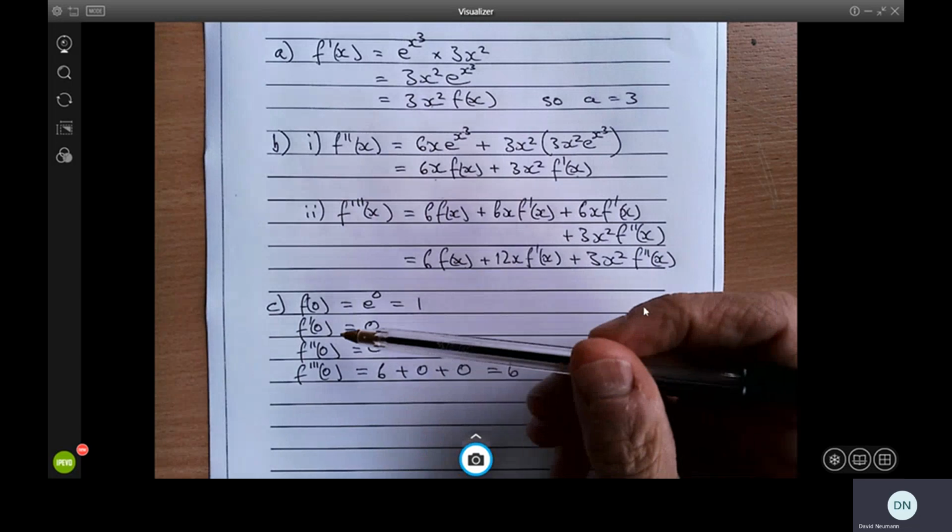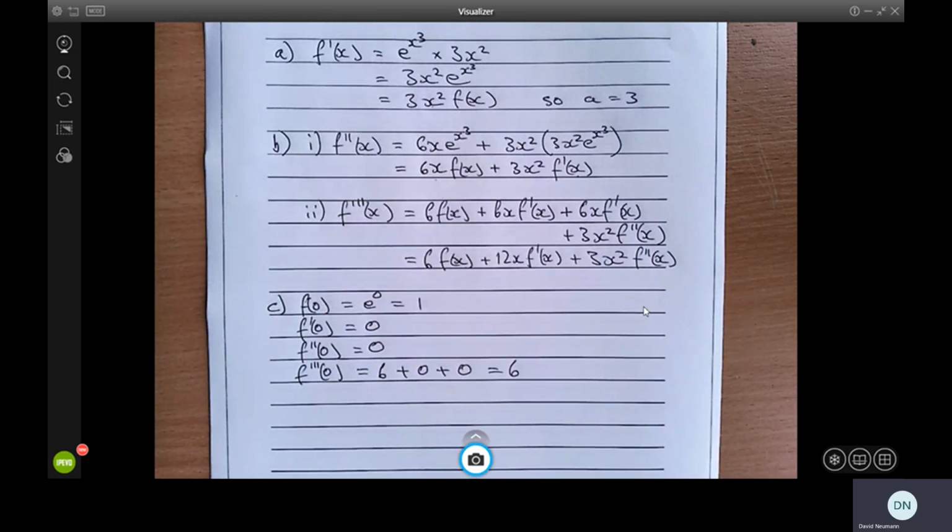It might seem a little bit trivial substituting in 0 to these functions, but that will become important, and we'll see that in the next video when we go on to look at Maclaurin series. But I'm going to finish here and do that in a separate video.